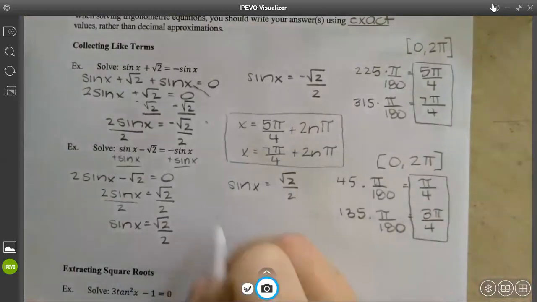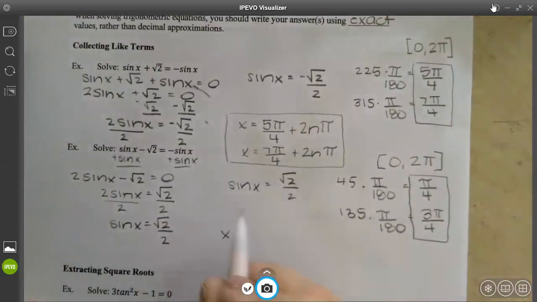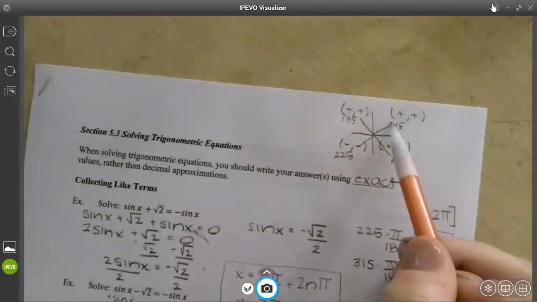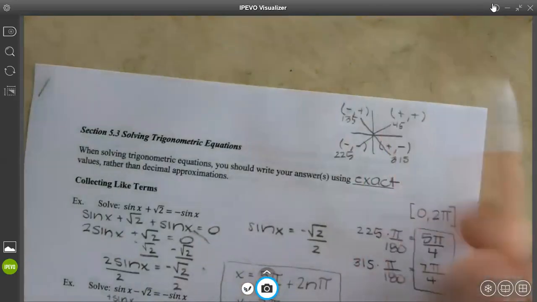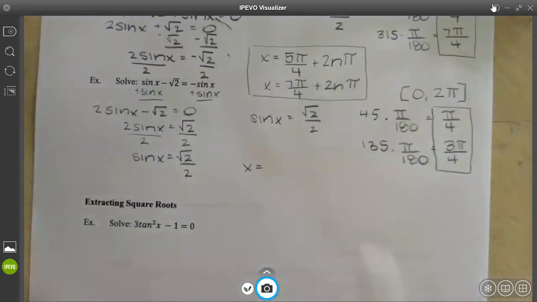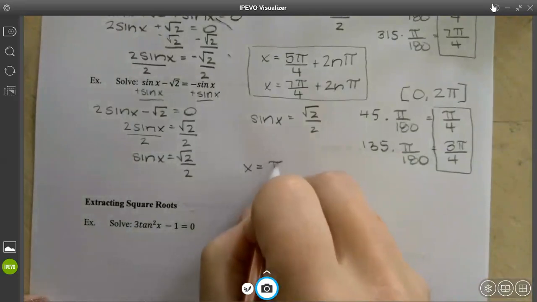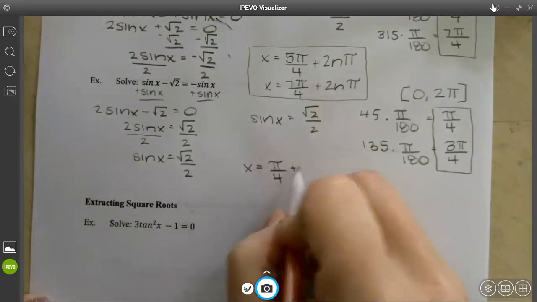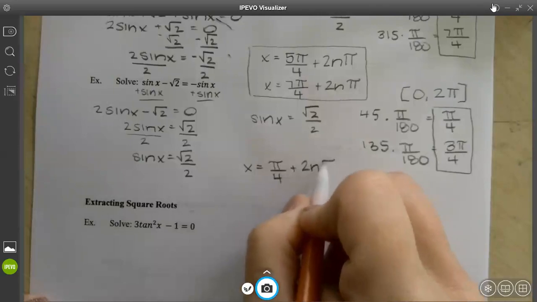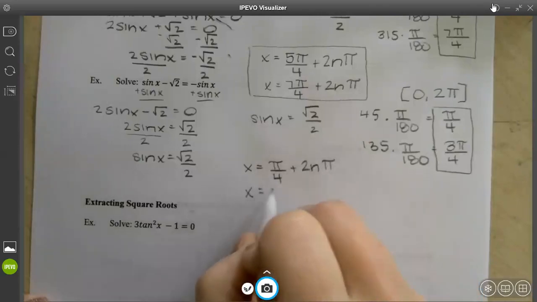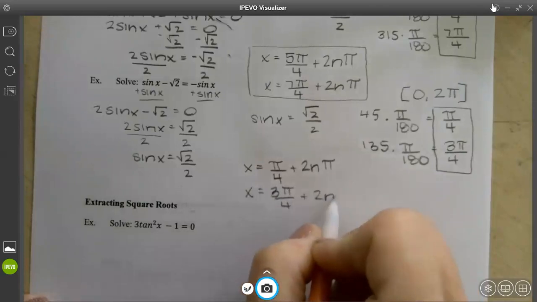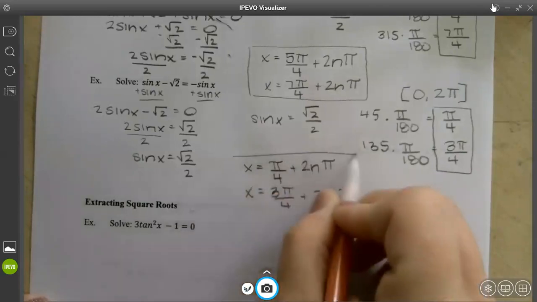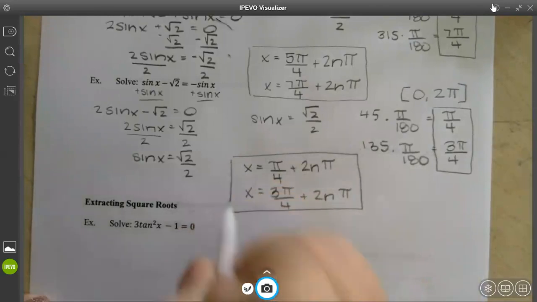What would your generals be? How do we write a general on the last one? Because to get back to this 45, what do I got to do? A full circle, full circle, full circle. So what do I do? Plus 2n pi. And the other one is going to be? That's your general solution.